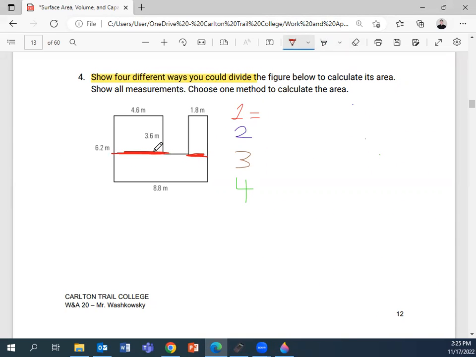Those are all nice rectangles, right? I have one here, one here, and one here. That's one way you could do it. I could also, I'm going to use blue for this one, and tell me if it's getting a little crowded or not. I could also do it like this.